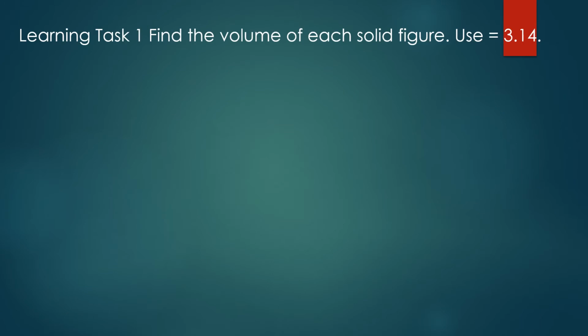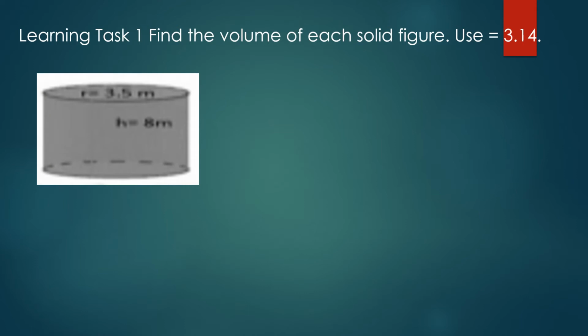So let us try to answer learning task 1. Find the volume of each solid figure. Use 3.14 for the pi. So the equivalent of pi is 3.14. That is constant. So yung unang figure, ano po ito? So this is a cylinder. So ang kanyang dimension, meron siyang radius na 3.5 at may height na 8 meter.